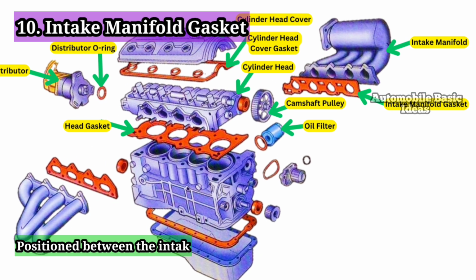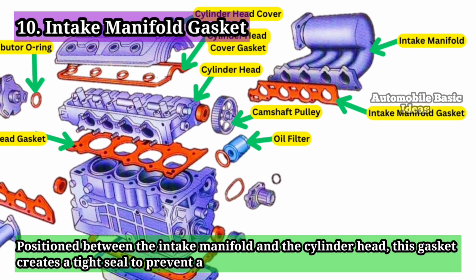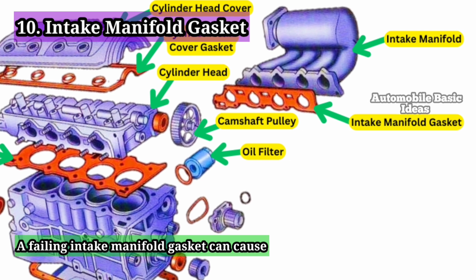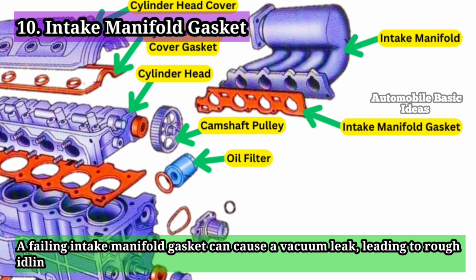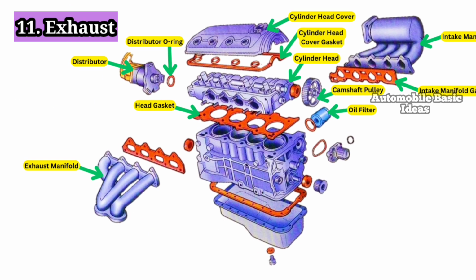10. Intake manifold gasket. Positioned between the intake manifold and the cylinder head, this gasket creates a tight seal to prevent air, coolant, or fuel leaks. A failing intake manifold gasket can cause a vacuum leak, leading to rough idling, reduced fuel efficiency, and engine misfires.